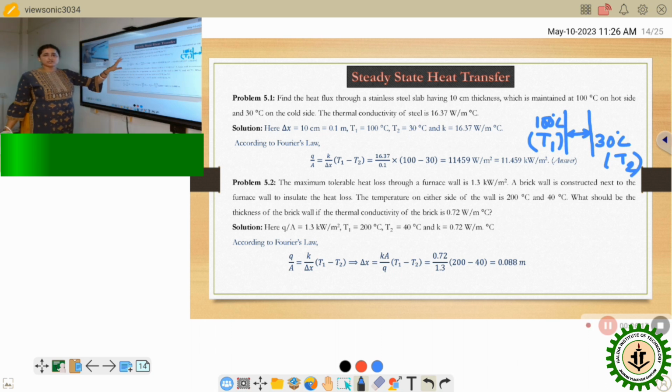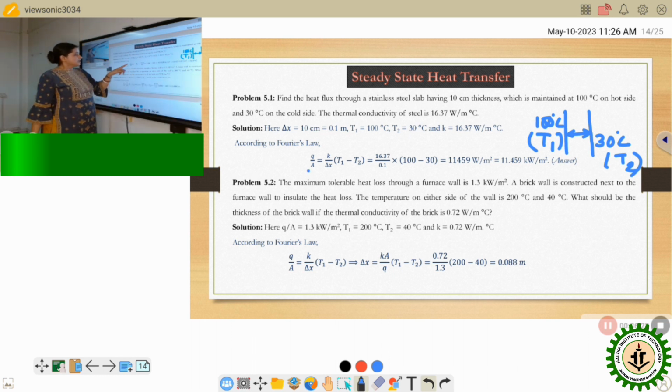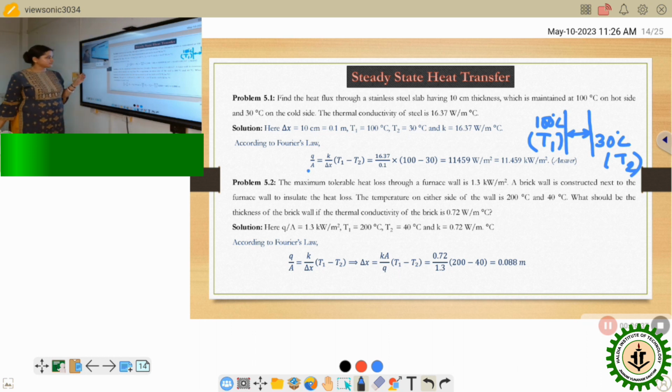So I will just put it in the formula, Fourier's law, Q by A equals K by delta X into T1 minus T2. They have asked about heat flux, that's why I am writing Q by A. The value of K is given, the value of delta X is given, T1 and T2 are given, so I will just get the heat flux. So just putting it into the formula.